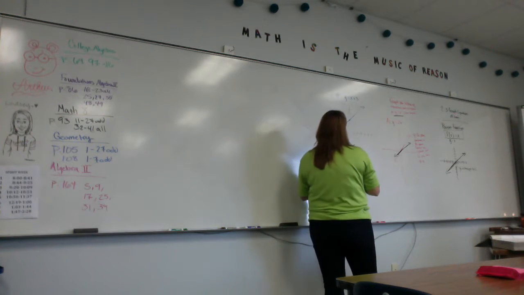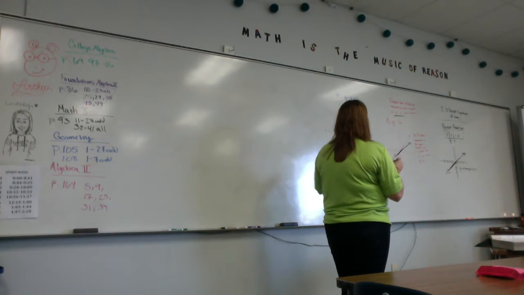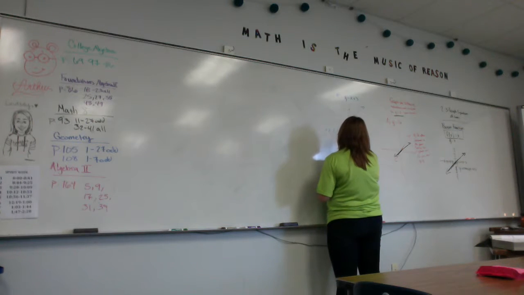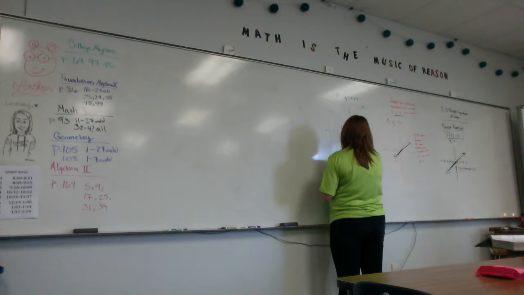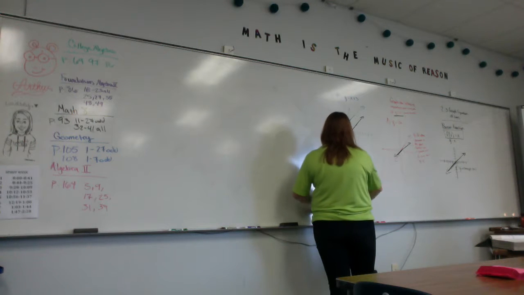Now, I have to still compare it to y equals x. What is my parent function intercept again? 0, and my slope is 1. Okay. So then I have to compare these lines again. Okay.